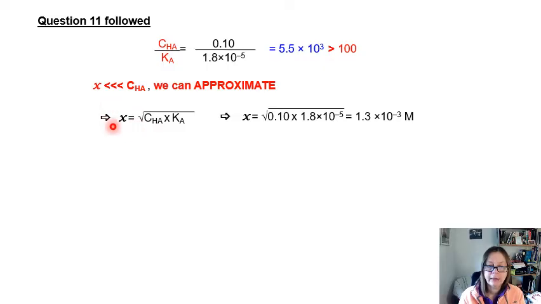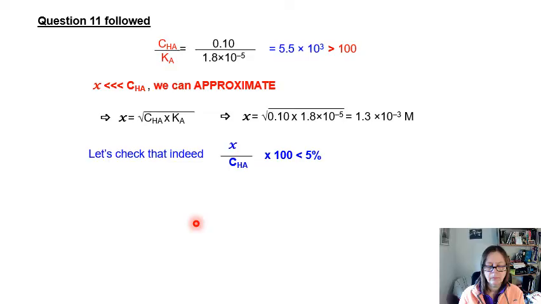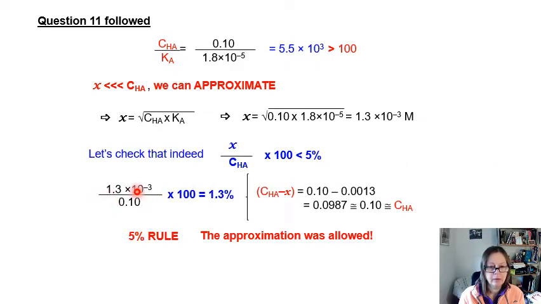So we can calculate X as being the square root of the nominal concentration times Ka. So X is the square root of 0.1 times 1.8 10 to the negative 5. It's 1.3 10 to the negative 3 molar. Let's check our 5% rule now. X over CHA times 100 should be less than 5%. If we replace the values here, we get 1.3 10 to the negative 3 divided by 0.1 times 100, which is 1.3%, which is less than 5%.